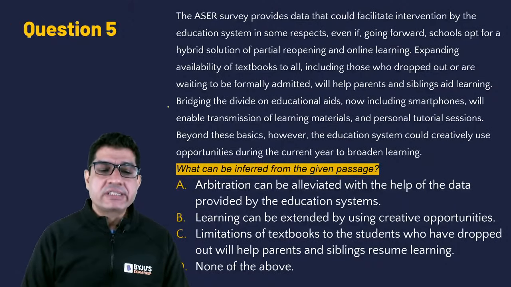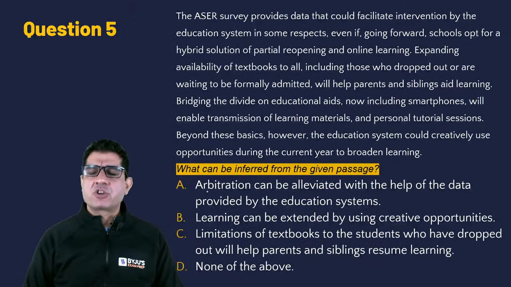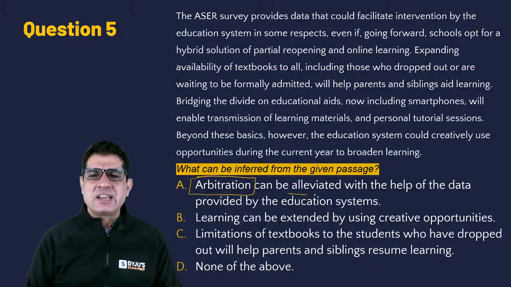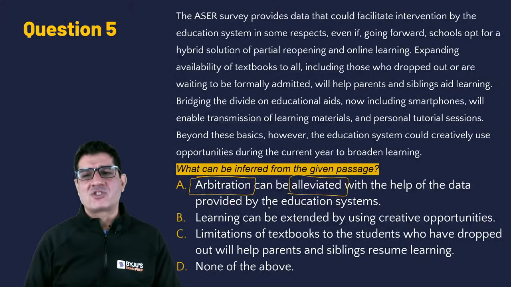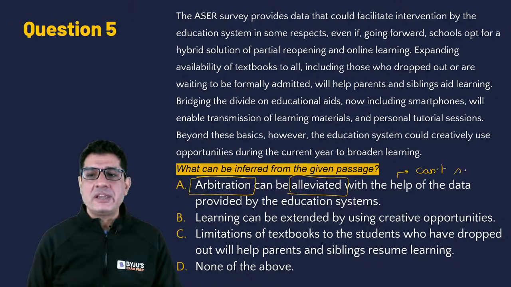Because it is an inference question, we label every answer choice as true, false, or can't say. Now you notice option A talks about arbitration. It says it can be alleviated. The paragraph does not even mention arbitration, and therefore it is very clearly out of scope, and thus our label for this should be can't say.